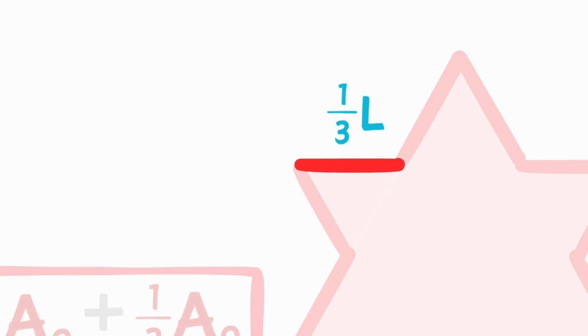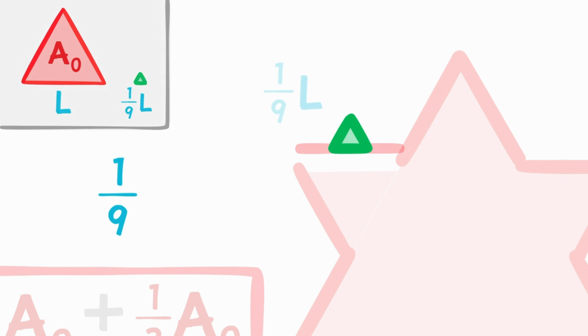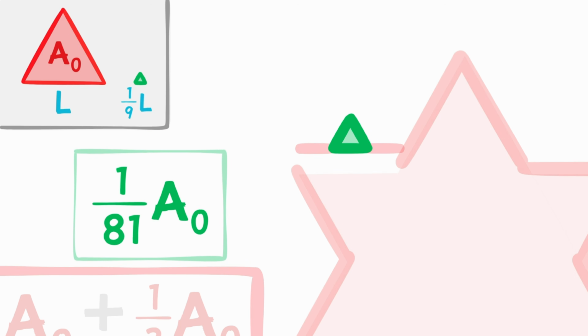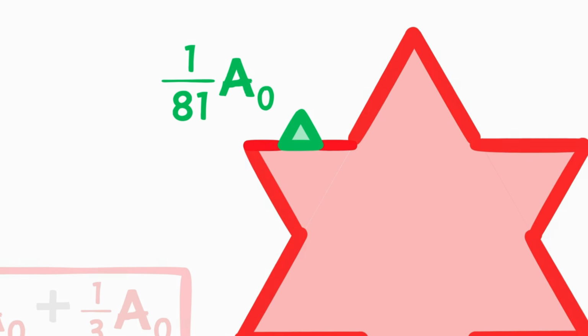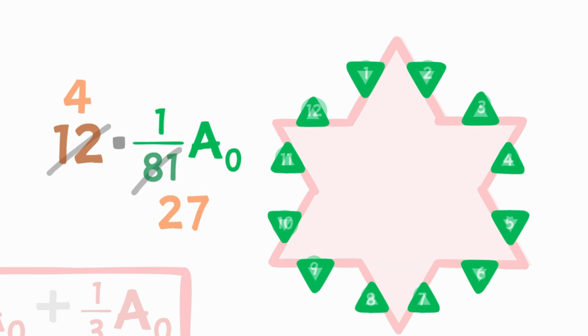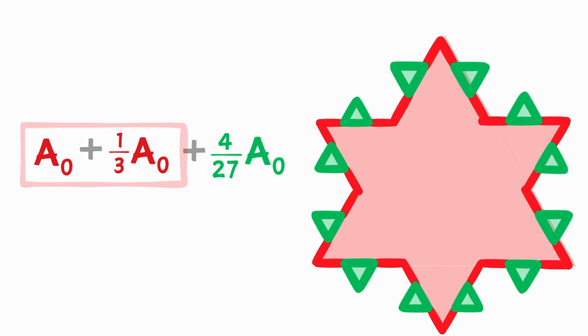Now, when we repeat, each side is 1/3 in length. So when we split this side into thirds, the new triangles will be 1/9 the original length. To find the area of the new triangle, we square the length, yielding 1/81. When we do this to all 12 sides, we have 12 triangles, each with an 81th of the original area, meaning this iteration just added another 4/27ths of the original area.